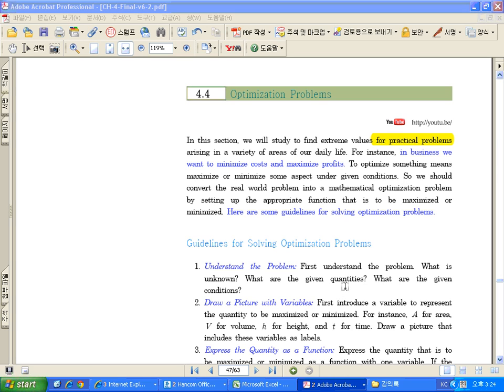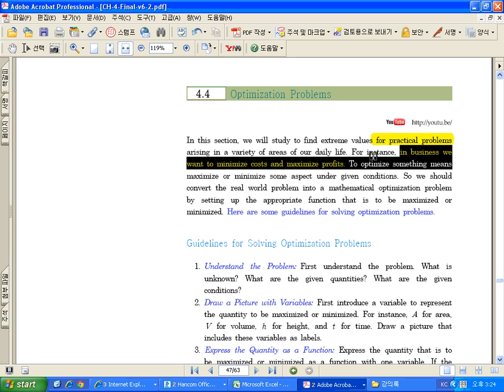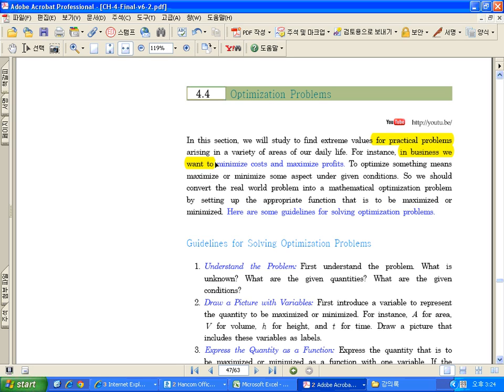Optimization problems. In this section, we will study how we can use the knowledge that we have learned on real-life problems, on the practical problems arising in a variety of areas of our daily life. For example, in business, we may want to minimize the cost and maximize profit. In this case, we should convert the real-world problem into a mathematical optimization problem.